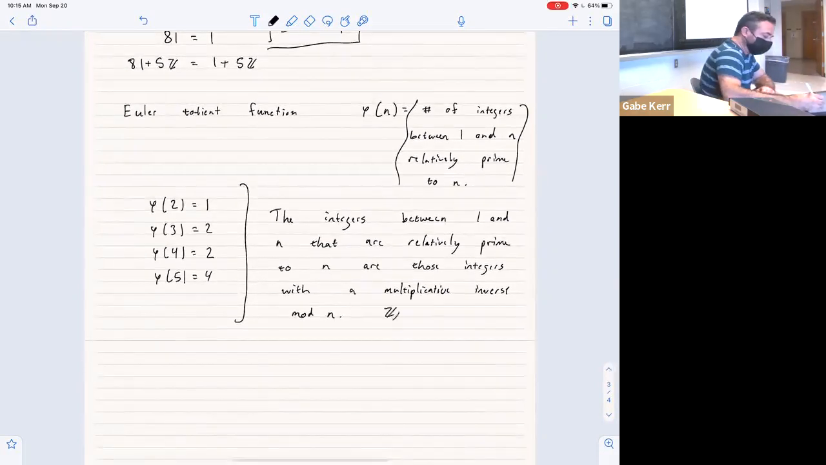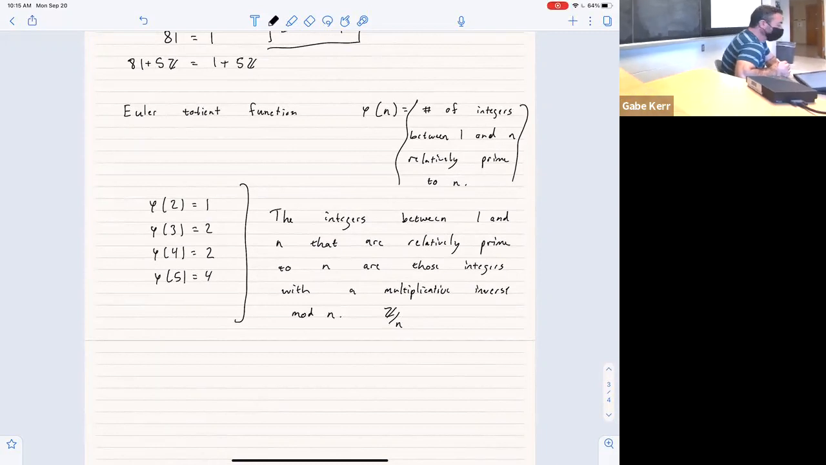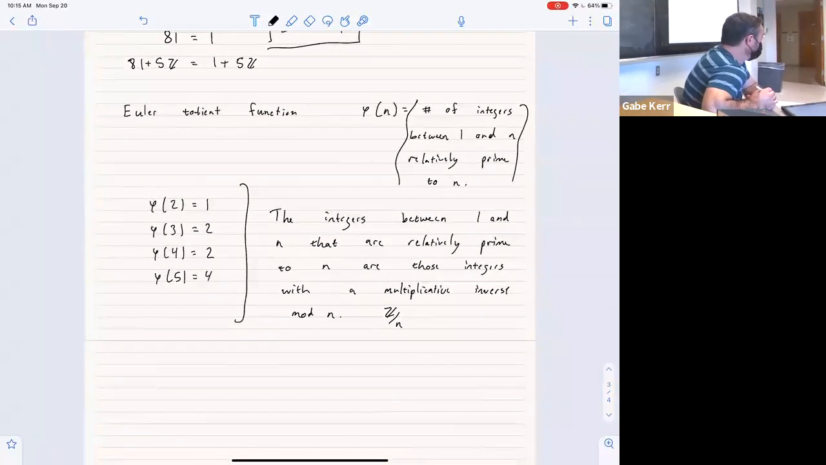So Z mod n has two operations: addition and multiplication. That's what we showed up above. We can multiply these classes and we can add them, and these are well-defined operations. Z mod n is a group under addition. You can add them, they have additive inverses, you just take the negative, it's fine.